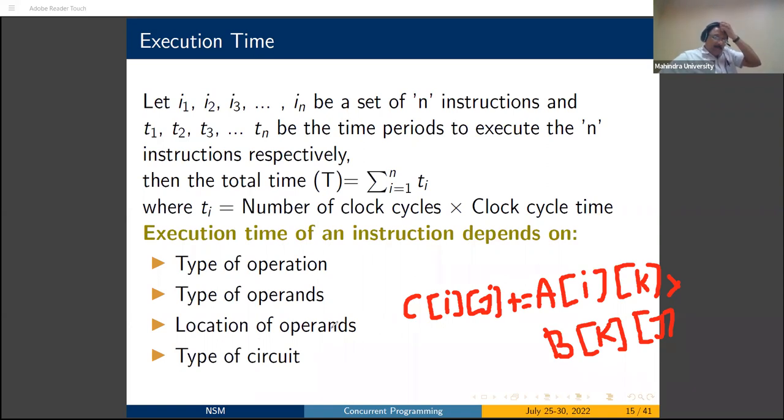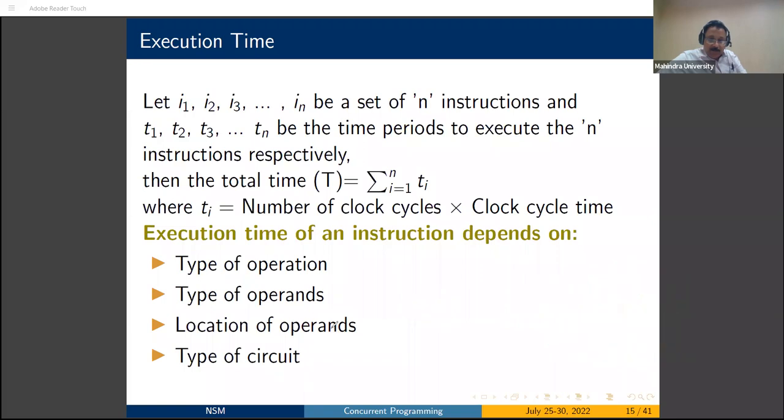So from this slide, I would like to show the execution of two or three programs. First one is a simple code, to show how the execution time of an instruction depends upon the type of the operation. Later, I would like to show how the execution time of an instruction depends upon the type of operands.